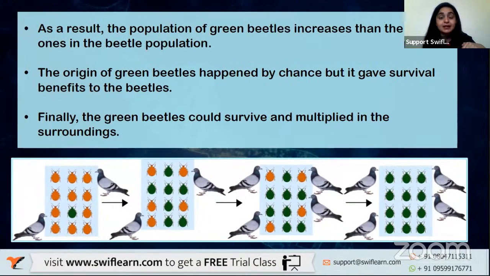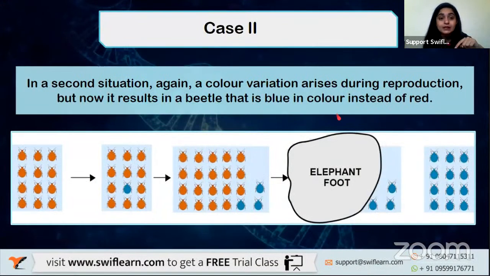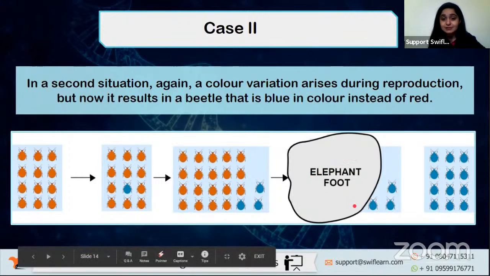The second situation: the color variation arises during reproduction, but now it results in a beetle that is blue in color instead of red. Okay, so now there was no chance that the birds flying around could not see a blue color or a red color, that is, both of them are quite evidently visible on green, isn't it? So here what happened, and don't forget this elephant foot right here on the beetle plant. Okay, so this is going to play an important role over here.